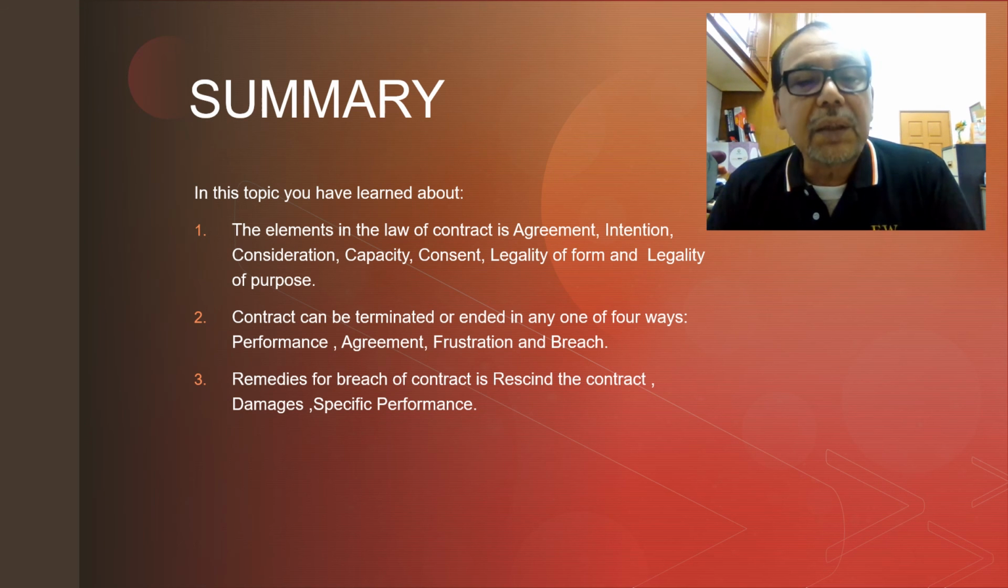Okay, in summary, we have learned all the elements of a contract, how the contract can be terminated in 4 ways, and what the remedies of breach of contract are. Yeah, that is to rescind the contract, batalkan, ask for damages, or ask for specific performance. All these things you have to ask from the court, mahkamah.